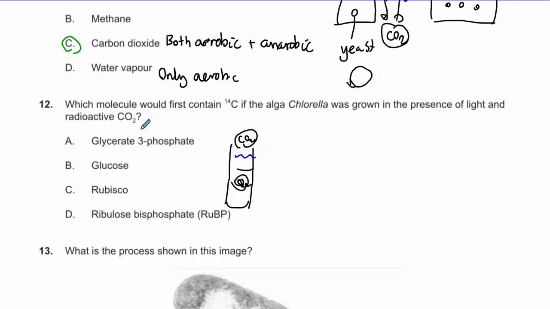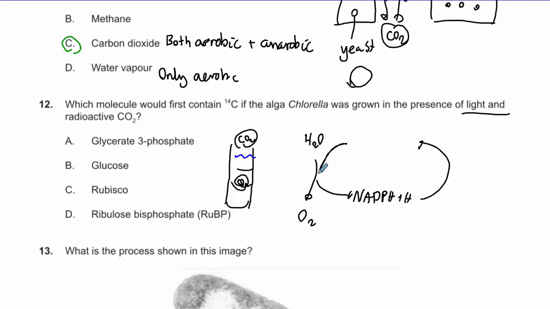Probably the setting here tells you that it was first grown in normal carbon dioxide, and then you change the carbon dioxide source. And then it's grown in the presence of light, so photosynthesis is occurring. So the light reaction splits water and makes some NADPH plus H plus and so on, and all this fuels the Calvin cycle.